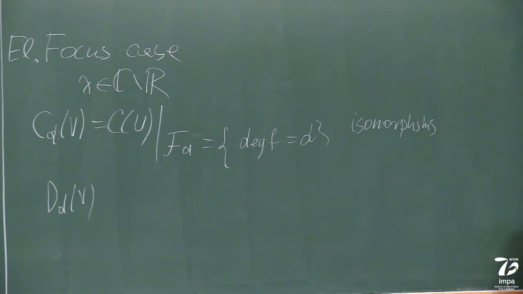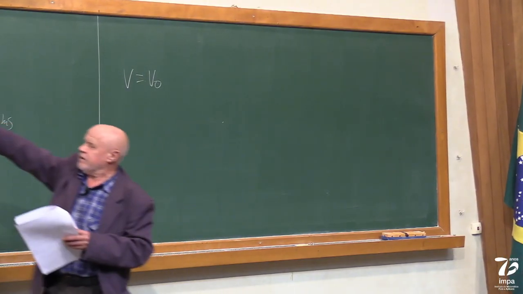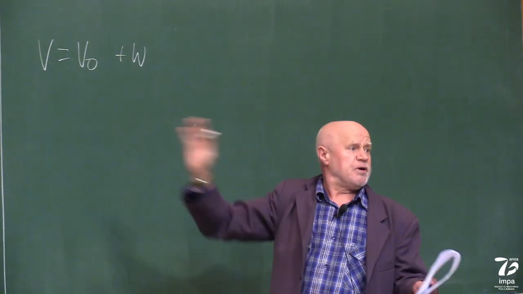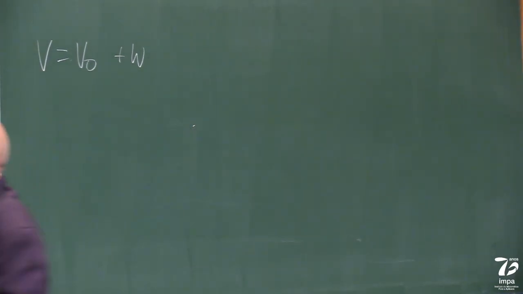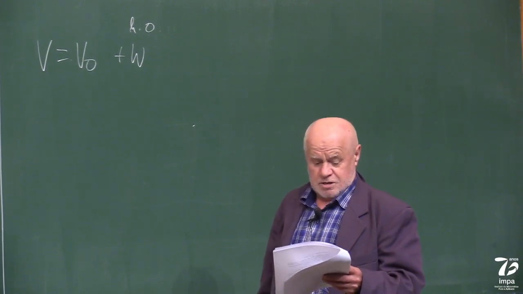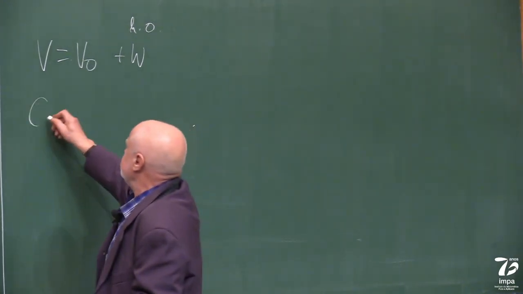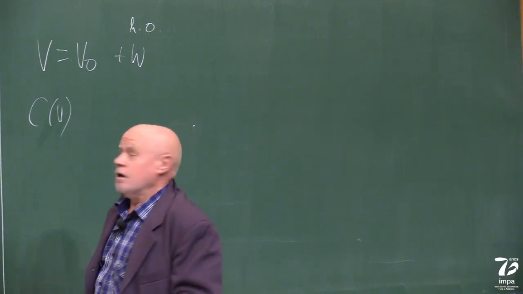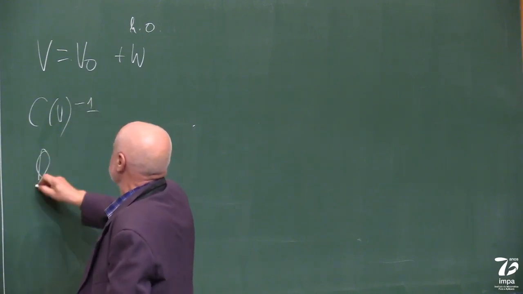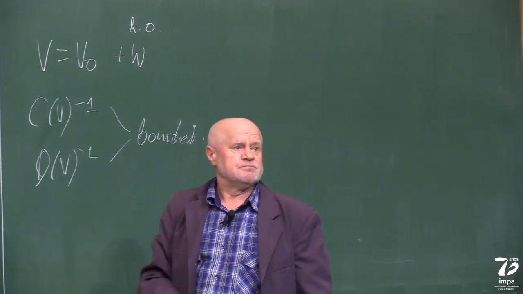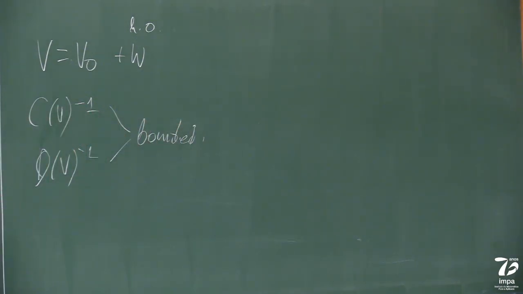Assume that we have V would be V0, V0 is like there, plus W. And W is of high order. We can make an initial change of coordinates such that we have this. This is of high order. And we want to show that C of V and D of V are bounded operators. And then the usual iteration procedure allows us to prove the convergence.